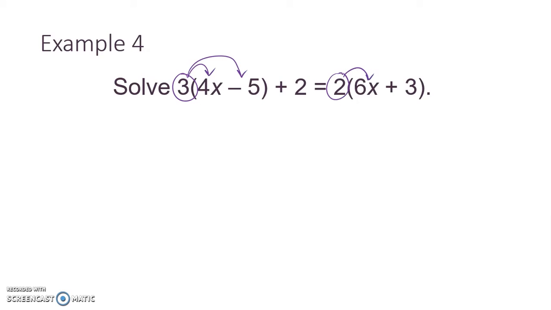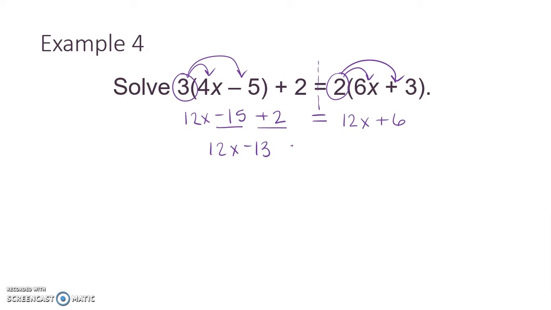So first things first, we need to eliminate parentheses on each side and then combine our like terms. So we'll do 3 times 4 is 12x. 3 times negative 5 will give us a minus 15, and then we have our plus 2 that we need to bring down. On the other side of our equal sign, we have 2 times 6 will be 12x. 2 times positive 3 will be plus 6. Combine our like terms, we have a negative 15 and a 2, so we'll have 12x minus 13 equals 12x plus 6.